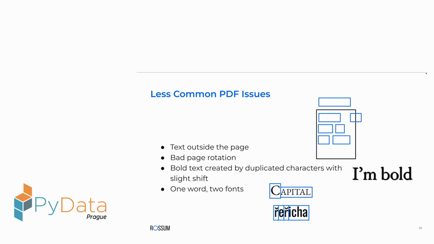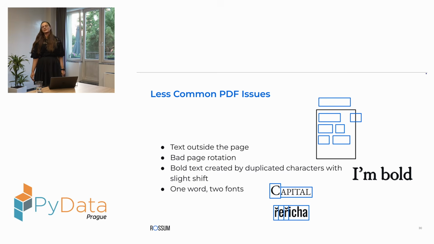Then I have some examples of less common issues. After more than 4 years in Rossum, I'm still sometimes surprised by creative ways to create broken PDFs. You can have text outside the page with negative coordinates or something like that. For some reason, it's possible. The page can be rotated, but the text is not. The rotation of the text doesn't have to correspond to the rotation of the page.